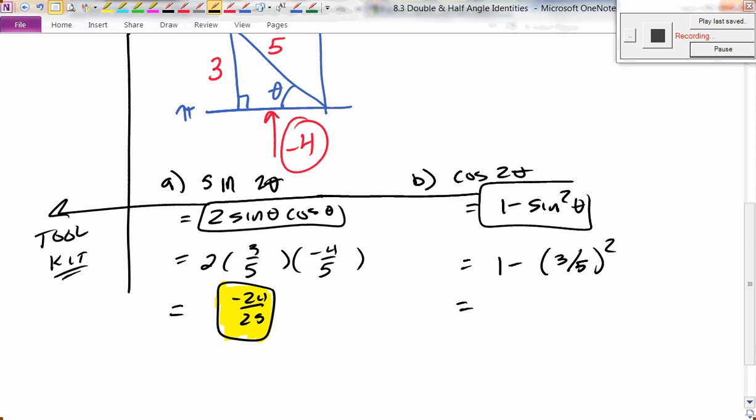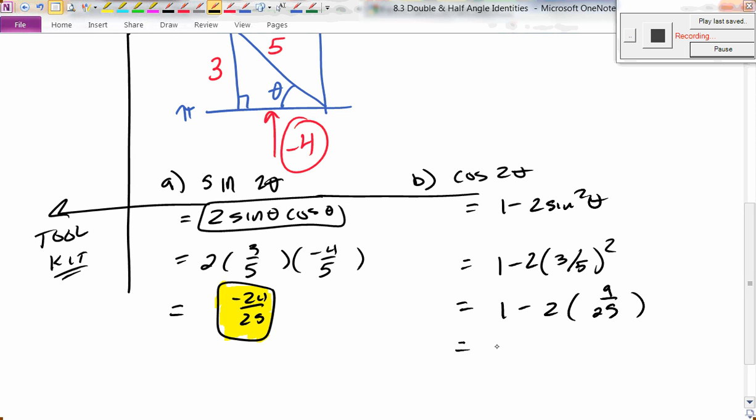Oh, did I miss a 2? Oh, thanks a lot. I didn't write that part down. It's 1 minus 2 sine squared theta. Thank you. So that's going to be 1 minus 2 times 3/5 quantity squared. I'm going to work this out, that's going to be 9/25. So that's going to be 1 minus 18/25.